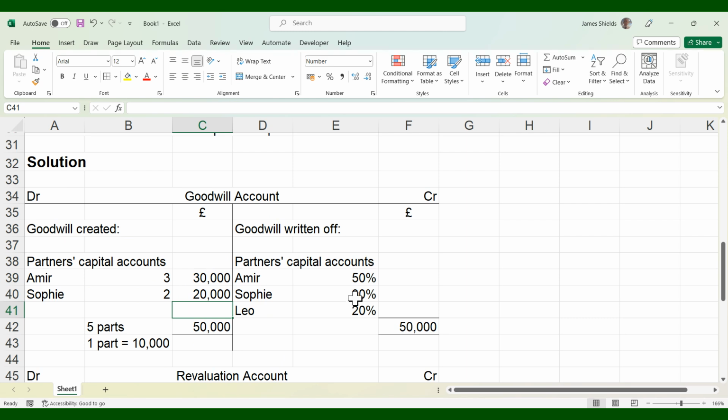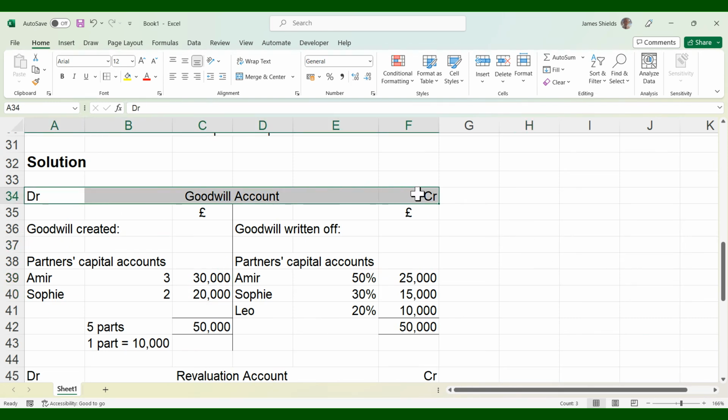Now, the written off bit is on a percentage basis. So Mia's 50%. So 50% of 50,000 is £25,000. 30% is £15,000. And 20% is £10,000. You want to check: you add those together, and you will get the £50,000. You add the other two together, again, you get £50,000. So that's the first thing you need to prepare, the goodwill account.